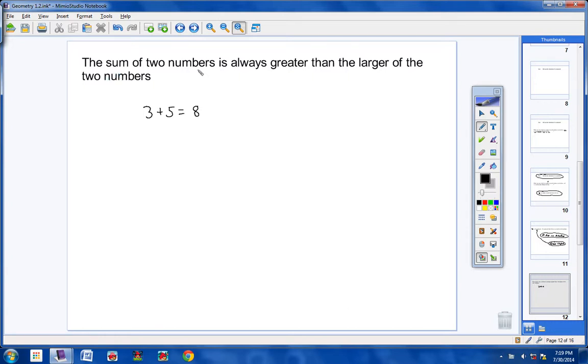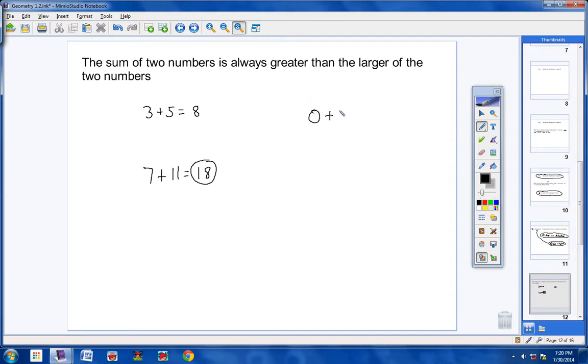It's saying the sum of two numbers, in this case the sum was 8, is always greater than the larger of these two numbers over here, and that is not true. I mean, it looks like it is, but in a second I'm going to give you a counterexample. So this looks good so far. 3 plus 5 is 8, and 8 is larger than either one of these two numbers. Okay, let's try 7 plus 11. 7 plus 11 is 18, and 18 is bigger than both of these numbers. 18 is bigger than 11, and 18 is bigger than 7. So it looks like this conjecture is true, but hold it, I just thought of a counterexample right here.